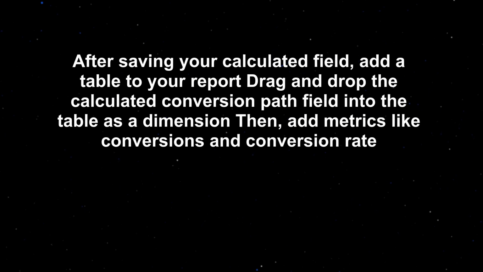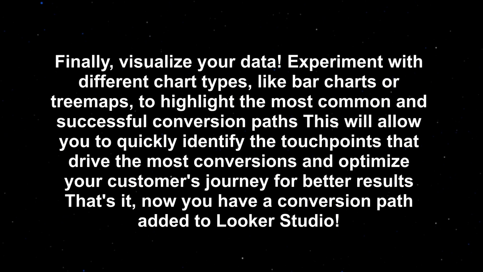After saving your calculated field, add a table to your report. Drag and drop the calculated conversion path field into the table as a dimension, then add metrics like conversions and conversion rate. Finally, visualize your data.